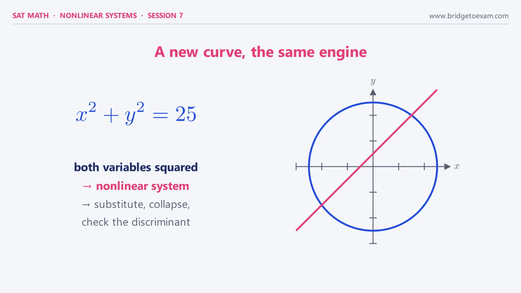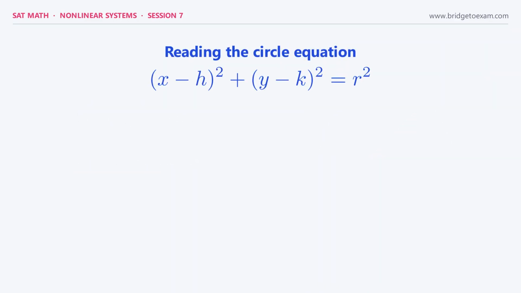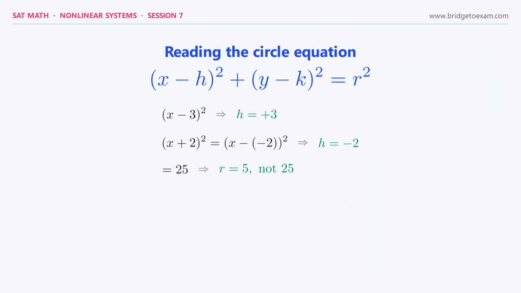Nothing new. What is new is the geometry, the vocabulary of secant, tangent, and external, and one gorgeous shortcut that can answer some questions without any algebra at all. First, the equation. The circle centered at the point h, k with radius r is x minus h squared plus y minus k squared equals r squared.